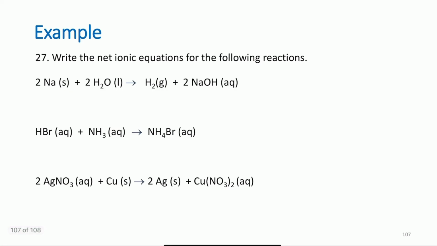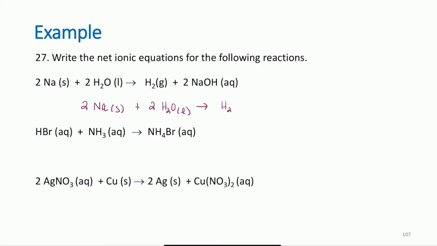Okay, let's go ahead and practice some net ionic equations. Write the net ionic equation for the following reactions. Got 2 moles of sodium solid reacting with 2 moles of water liquid, producing 1 mole of H2 gas and 2 moles of NaOH. The only things that act as spectators are things that are not changing phase. So 2 Na solid and 2 waters don't split up. Solid and liquid is not going to split up.